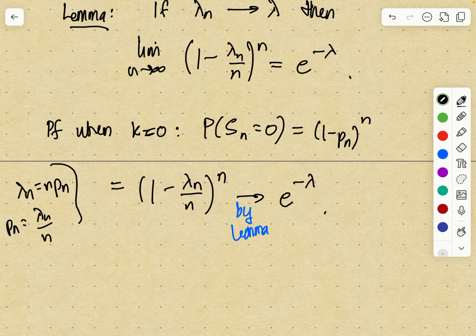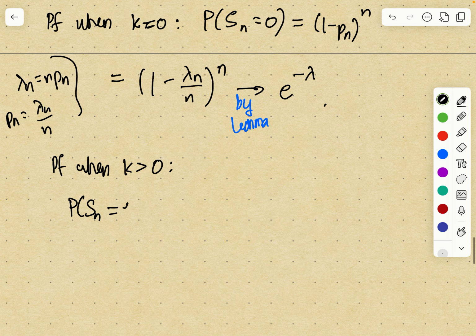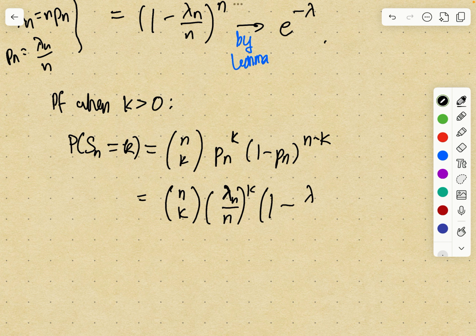Now when k is greater than 0, we have that the probability of S sub n being k is equal to n choose k times p sub n to the k power times 1 minus p sub n to the n minus k power. And that, in terms of our lambda, is n choose k times lambda sub n over n to the k power times 1 minus lambda sub n over n to the n minus k power. I'll just make it clear that lambda n is a subscript.